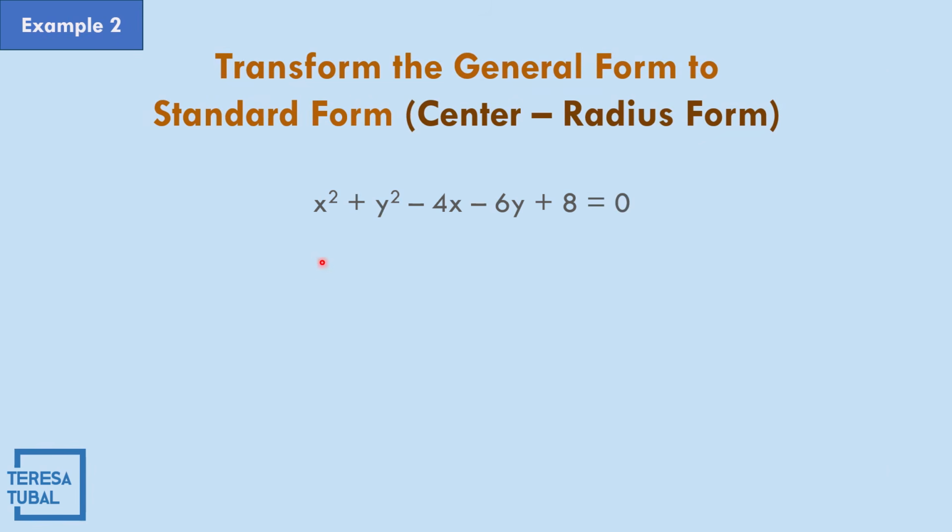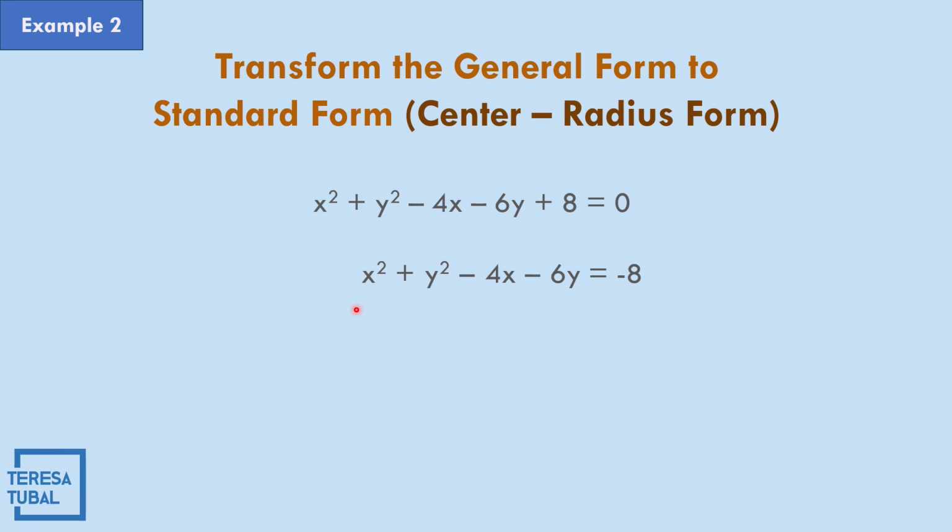How about number 2? x squared plus y squared minus 4x minus 6y plus 8 equals 0. So again, the constant is positive 8. Going to the right, change the sign, so that is equal to negative 8. And then the rest, copy.